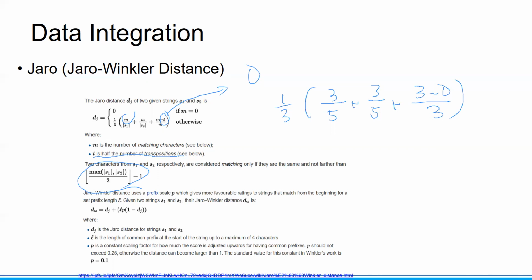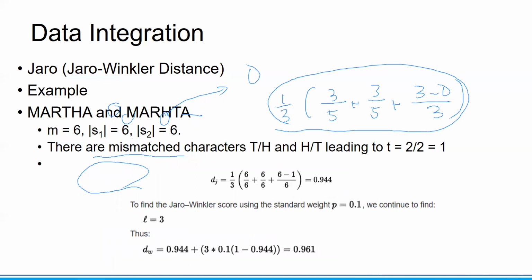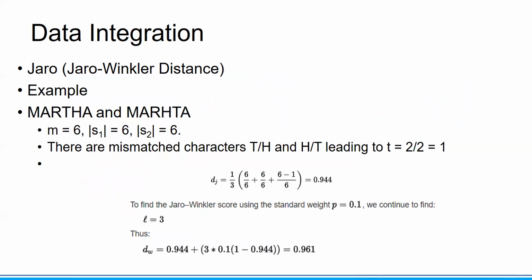So the dj, if m equals 0, then it is 0. If not, then we will take this one. Sorry, I have another example. Maybe I will just use this one, which is much better for explaining the Jaro. If you have Martha and Marhta, it's the only difference.